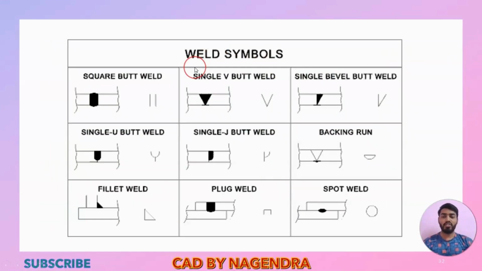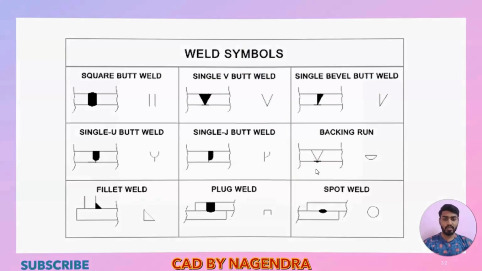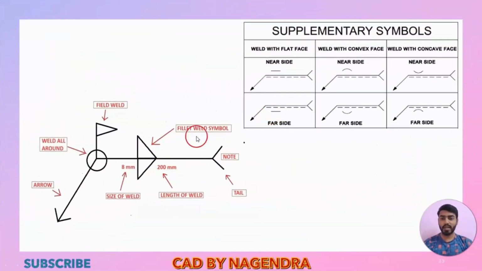Then again in engineering drawings we have different types of weld symbols, as you can see here. Say square butt weld, single V butt weld, whichever type of weld we want, we need to mention with this symbol. You can see the next slide. Like this we need to mention. An arrow will be there, and weld all round will be there. Weld all round means welding should be done on everything, like upside also and downside also.